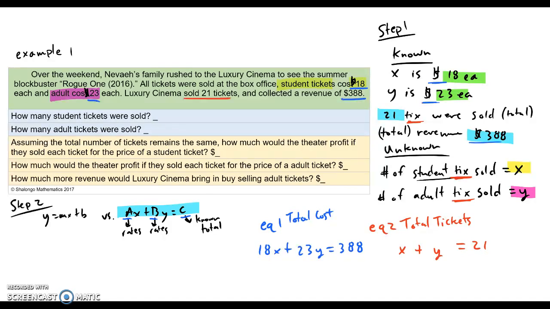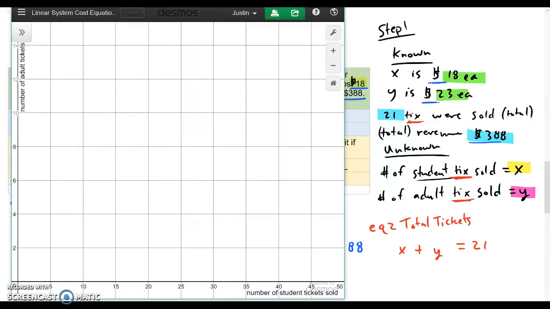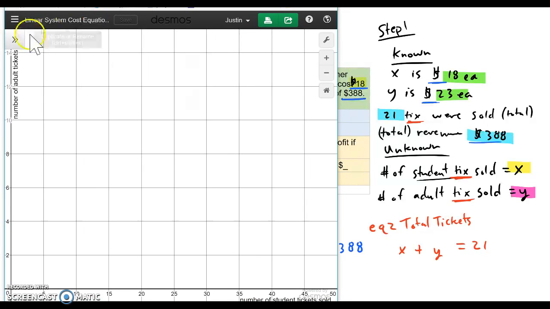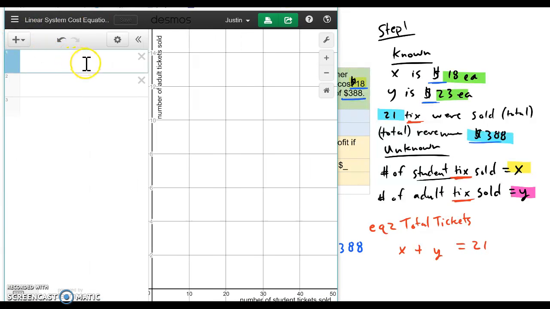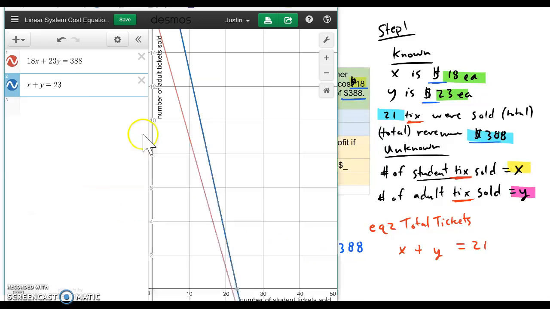So now that I've got the 2 equations, all I'm going to do here is graph. I'm going to open up the graphing calculator, and type those 2 equations in to figure out what x and y are. Our cost equation is 18x plus 23y equals 388. And for our total tickets, we've got x plus y equals 23.